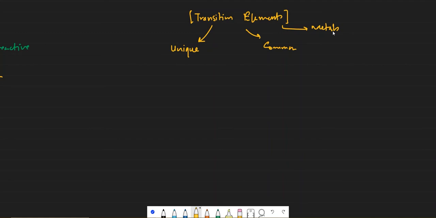The first one is they form colored compounds. Whenever you see a colored salt, it is bound to have a transition element. They form colored compounds. The second unique property they have is that they have variable oxidation states.